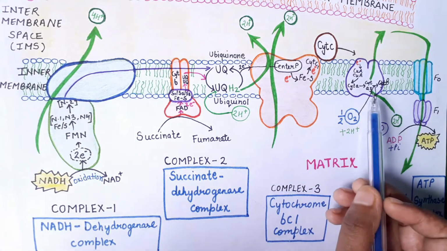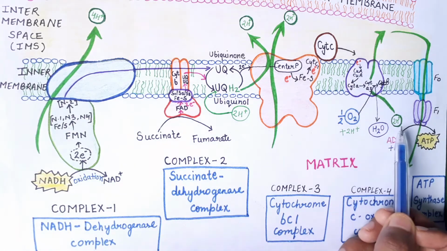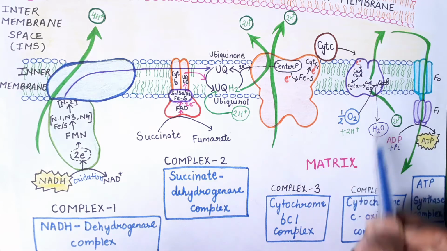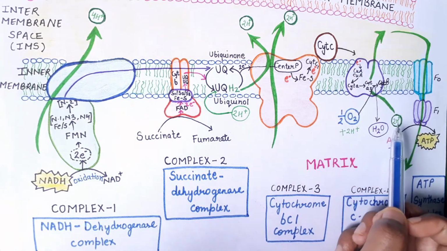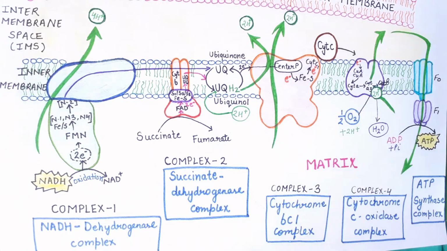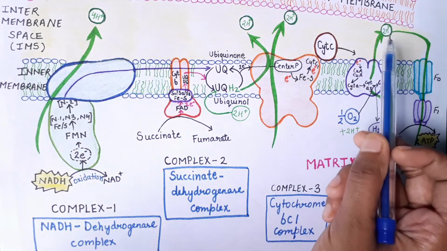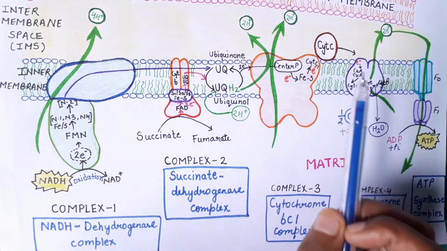As soon as the electrons are transferred to the oxygen, 2 more protons are pumped out from the matrix into the intermembrane space by the complex 4. So these 2 protons move from the matrix into the intermembrane space. So in this way these 2 protons have been pumped from the matrix into the intermembrane space.